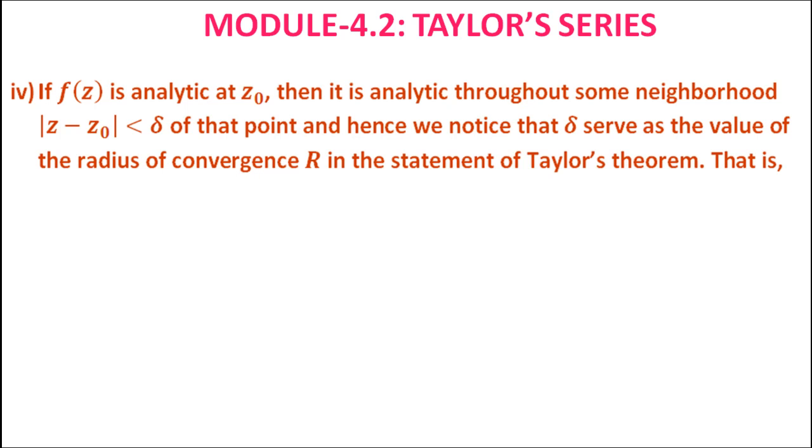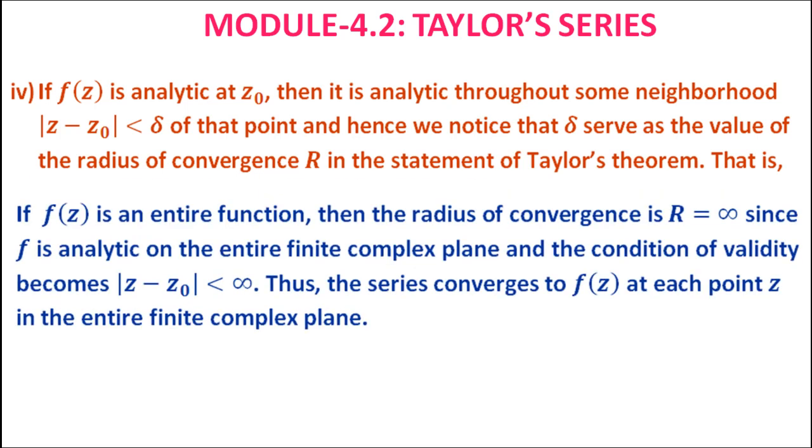That is, if f of z is an entire function, then the radius of convergence R is equal to infinity. Since f is analytic on the entire finite complex plane, the condition of validity becomes mod of z minus z naught is less than infinity. Thus, the series converges to f of z at each point z in the entire finite complex plane.